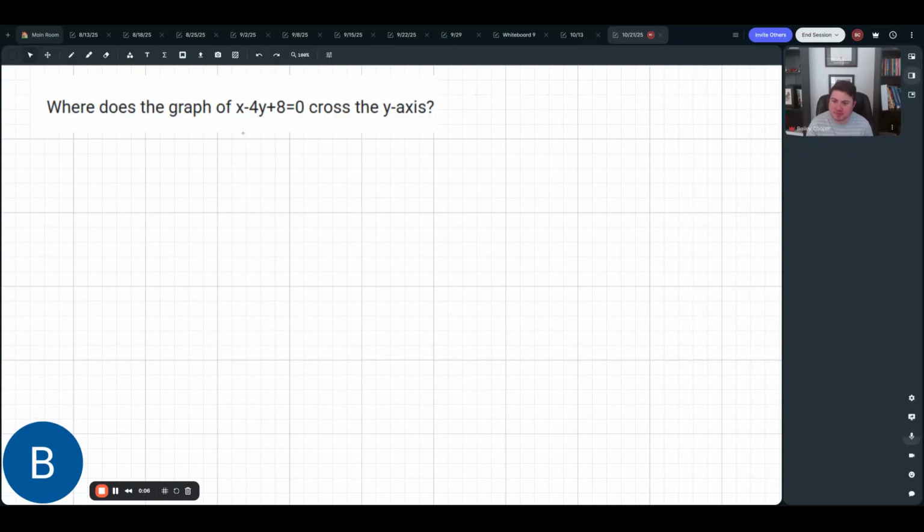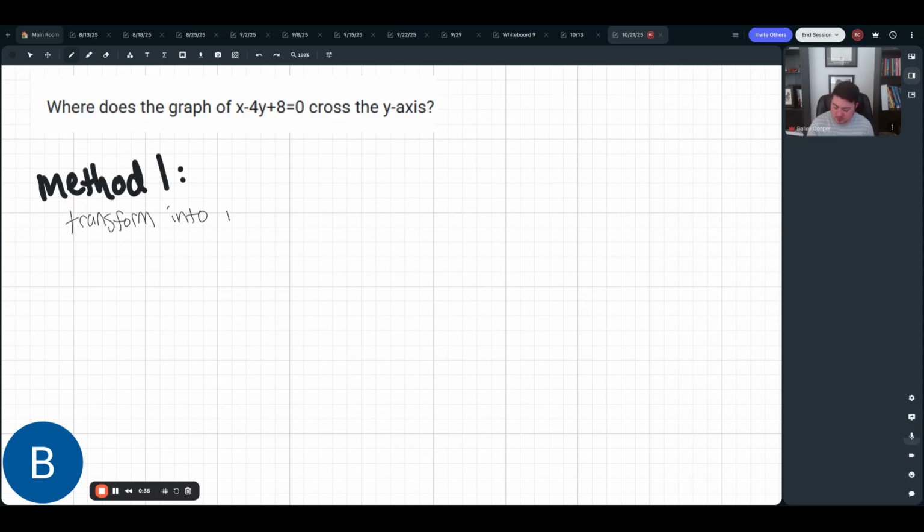Where's a graph of x minus 4y plus 8 equals 0 across the y-axis? So there's actually two ways that you can approach this. We'll say method 1 and method 2. Method 1 is to transform it into slope-intercept form and identify the y-intercept from there. If we're looking where it crosses the y-axis, that's the same thing as finding the y-intercept.